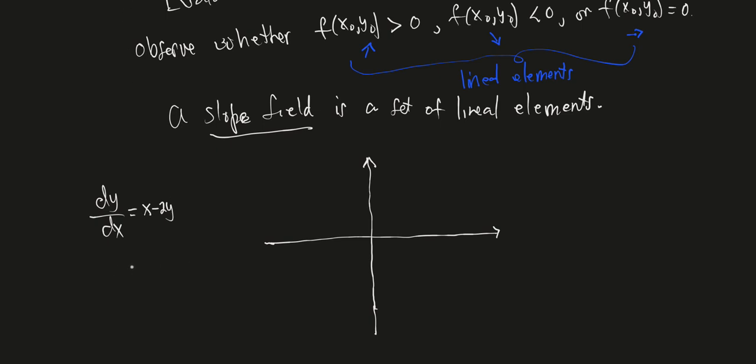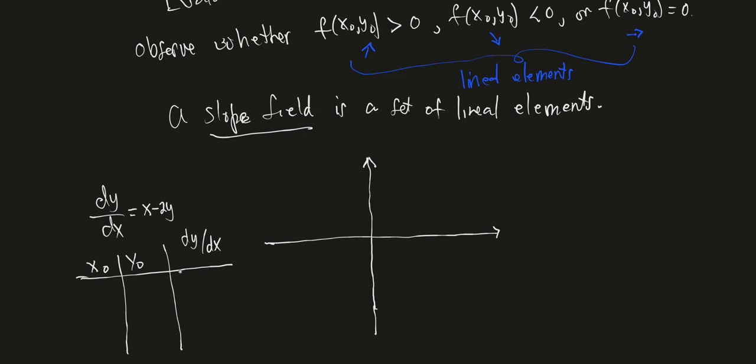So let's say I'm going to pick points, one in each of the four quadrants, right? I'm just going to make a table. So this will be my x0, this will be my y0, and then I am just going to evaluate the derivative, my function here, at each of those ordered pairs, and then just see if we get something positive, negative, what sort of numbers we get, and then I'll show you what the lineal elements would look like.